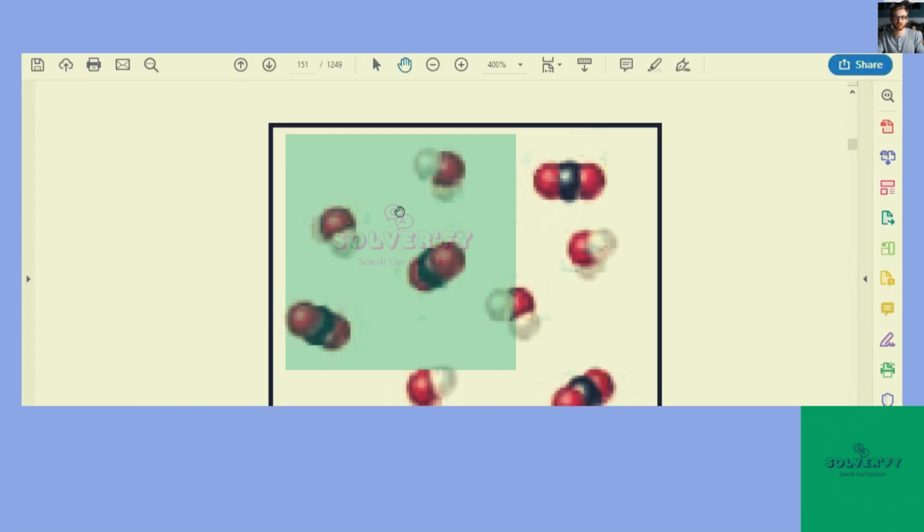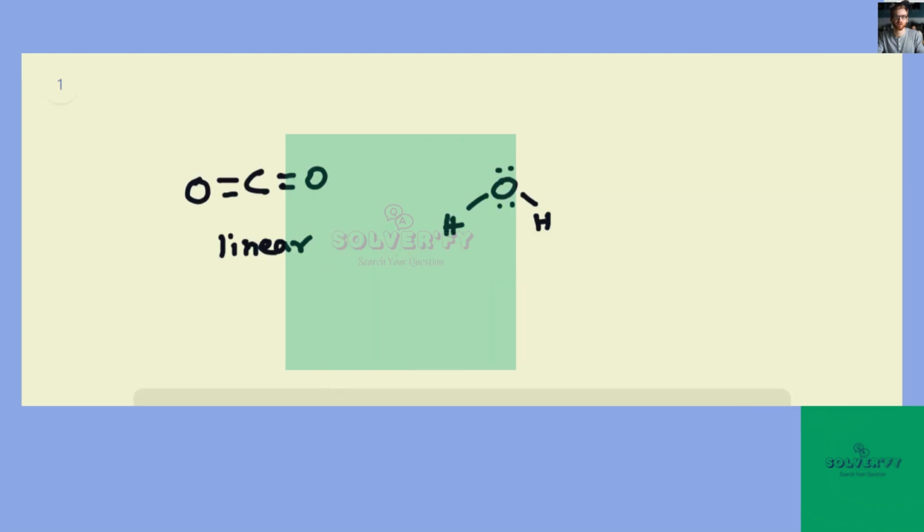So that means in the diagram, from here we can see that these red ones are linear, and these white ones are bent. That means these white spheres or molecules are H2O or water, and these red ones are CO2 or carbon dioxide. So from here you can see that we have 1, 2, 3, and 4 carbon dioxide, while we have 1, 2, 3, 4, 5 H2O. So here we have 4 CO2 and 5 H2O.